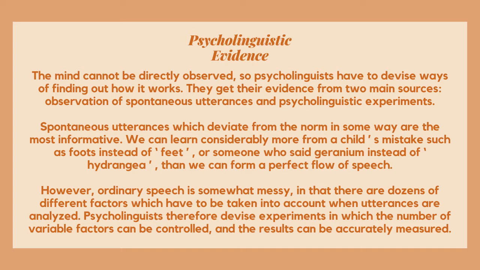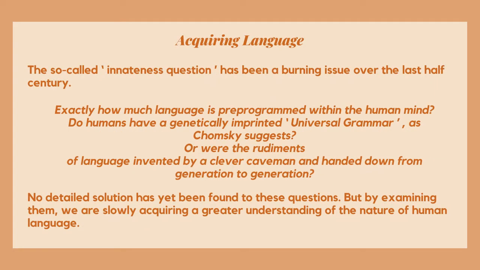However, ordinary speech is somewhat messy, in that there are dozens of different factors which have to be taken into account when utterances are analyzed. Psycholinguists therefore devise experiments in which the number of variable factors can be controlled, and the result can be accurately measured. The next topic is acquiring language.